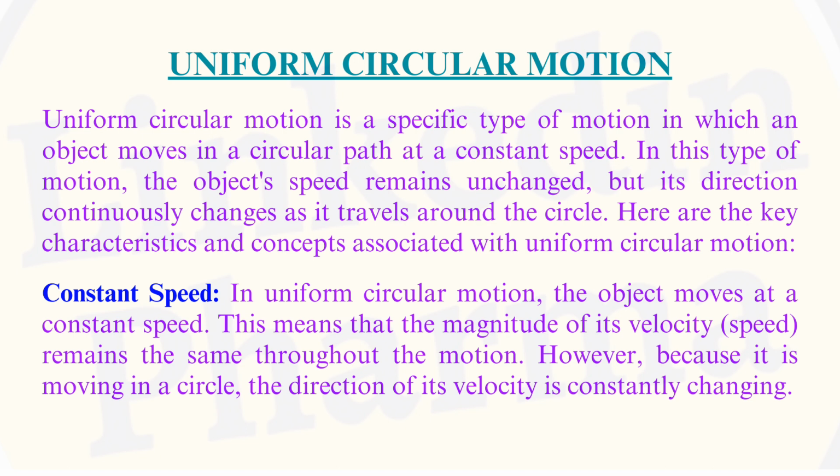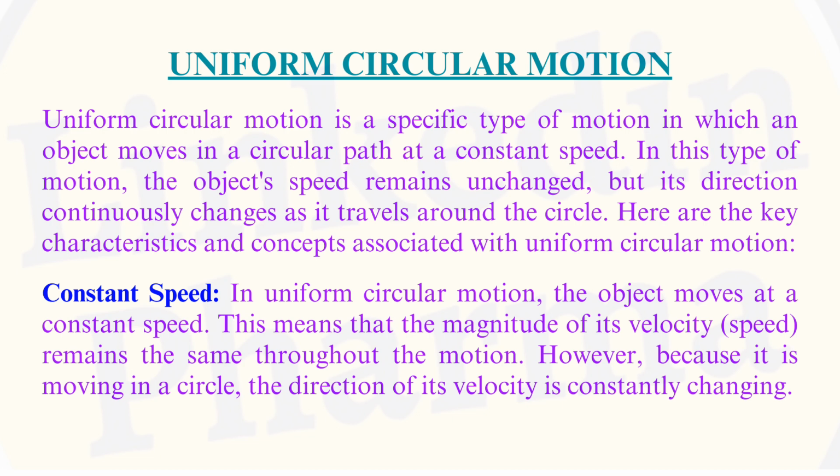Uniform circular motion. Uniform circular motion is a specific type of motion in which an object moves in a circular path at a constant speed. In this type of motion, the object's speed remains unchanged, but its direction continuously changes as it travels around the circle. Here are the key characteristics and concepts associated with uniform circular motion.